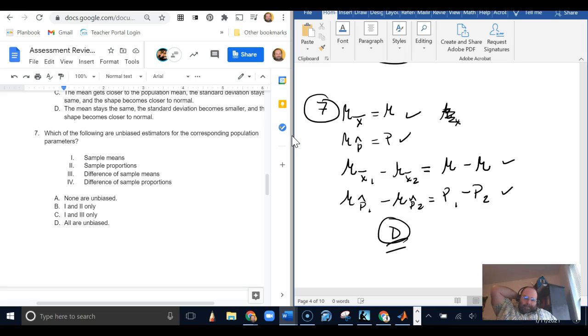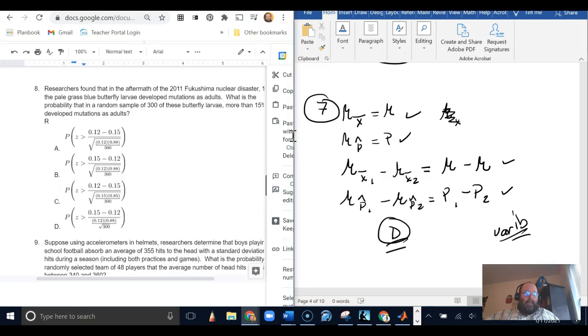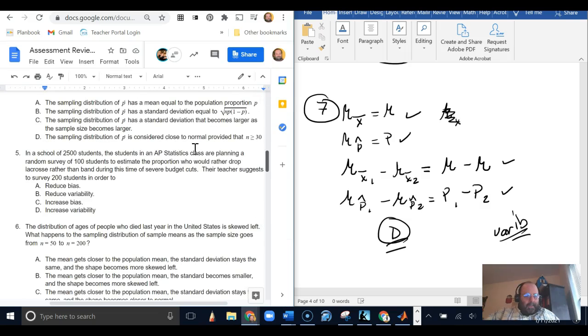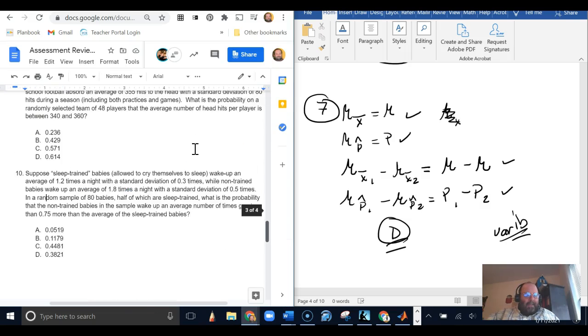Nothing untoward here. Variability is what's in play here, not bias. So we'll get into that a little bit later on. All right, so let's see, that's 7.